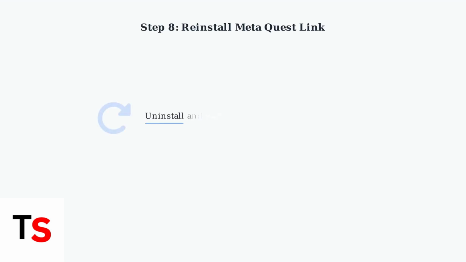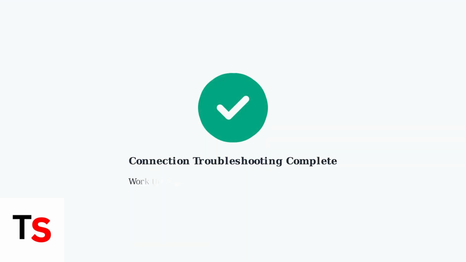As a final troubleshooting step, uninstall and reinstall the MetaQuest Link app. This clears any corrupted files or settings that might be preventing a successful connection. Following these systematic troubleshooting steps should resolve most Quest to SteamVR connection issues. Start with the basic steps and work your way through each solution until your connection is established.